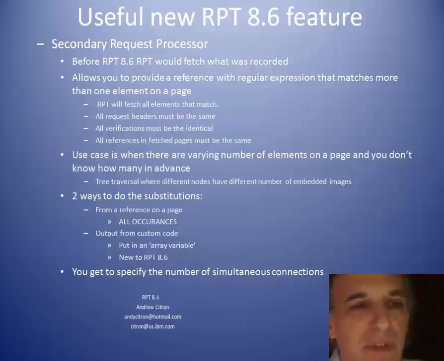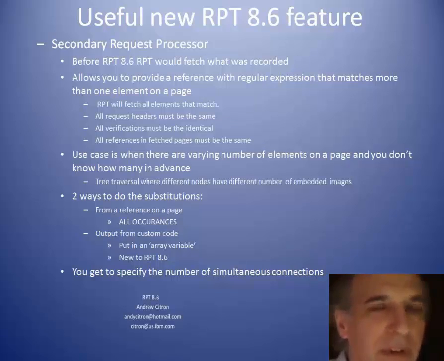So in summary, the useful new feature in RPT 8.6 that I demonstrated here is called the secondary request processor, and it saves you a lot of time when scripting, a lot of time and nasty scripting code, because now you can just say, fetch me all images that match this pattern. And if there's 5 of them, or 4 of them, or 3 of them, you don't really care. RPT will figure it out. And there's 2 ways to do it. You can do it from a reference on a page, or you can do it with custom code. Once again, you get to specify how many simultaneous connections to use. So there you have it, a useful new feature in RPT 8.6.